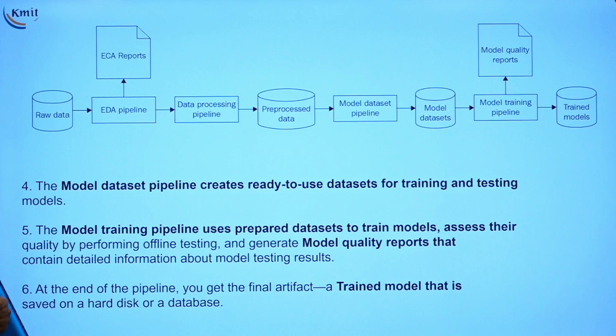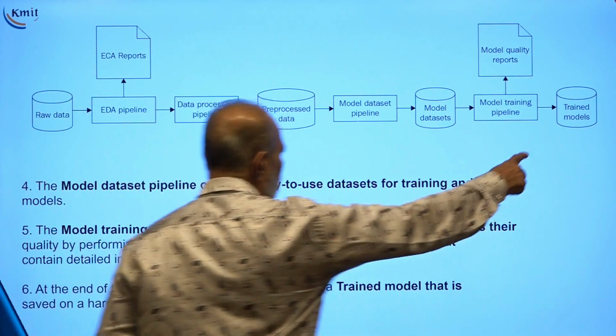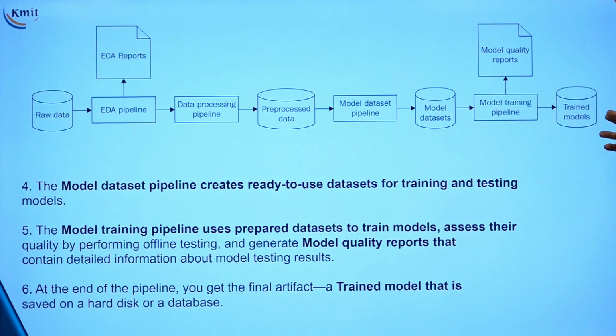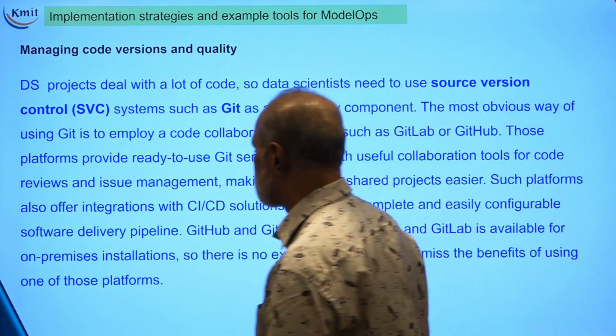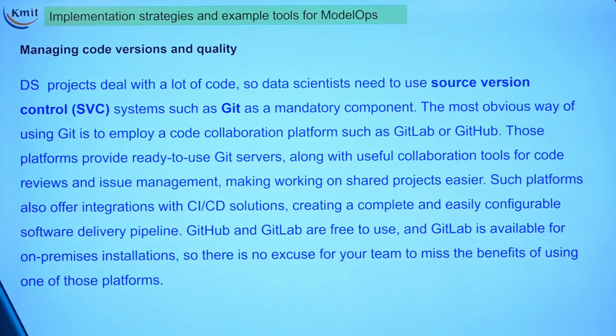So at the end of the pipeline, you get a final artifact, which is nothing but a trained model, which is saved on the hard disk or in a database. So with this, we can manage the code. With this we can develop the DevOps and MLOps pipeline. Now, how do I manage the code version?